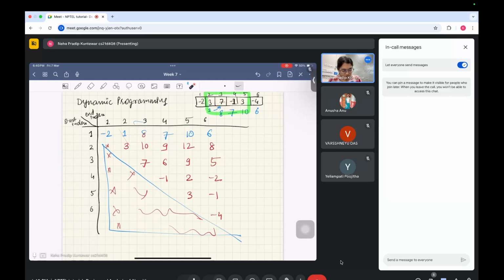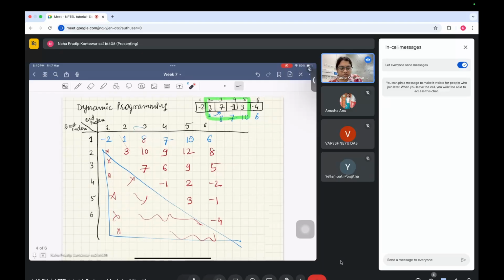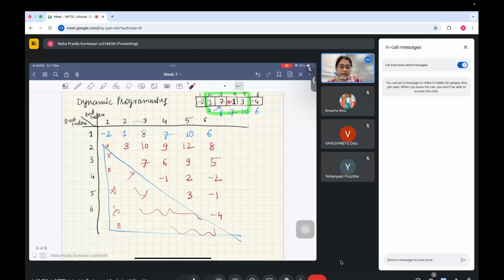So what is the running time of this algorithm? Although I'm doing some sort of saving, I'm not adding over and over again. Still I'm doing some sort of non-trivial operations. So what is the running time of this?